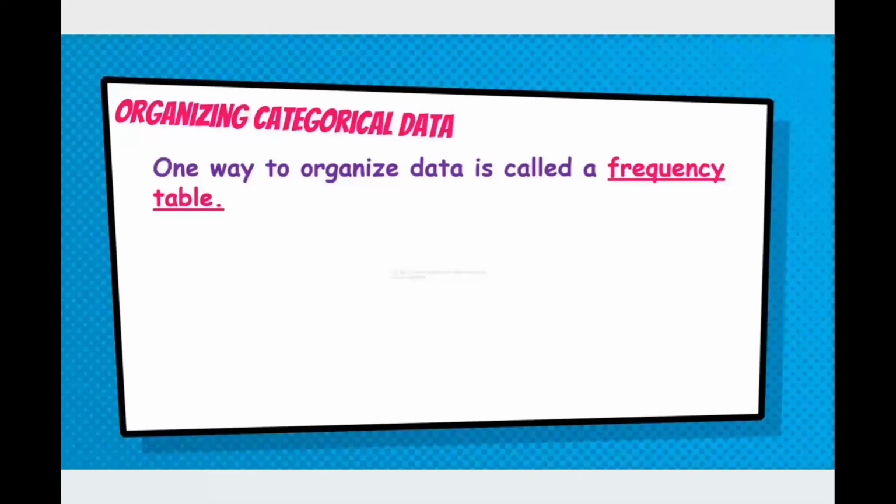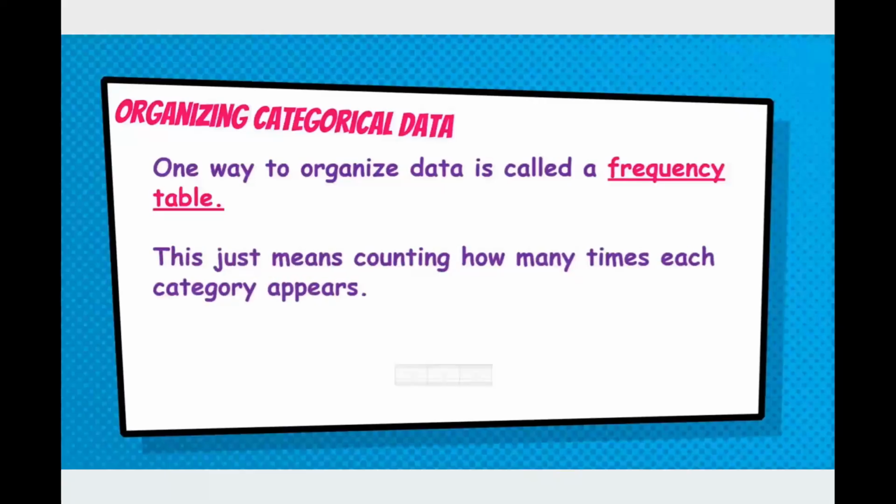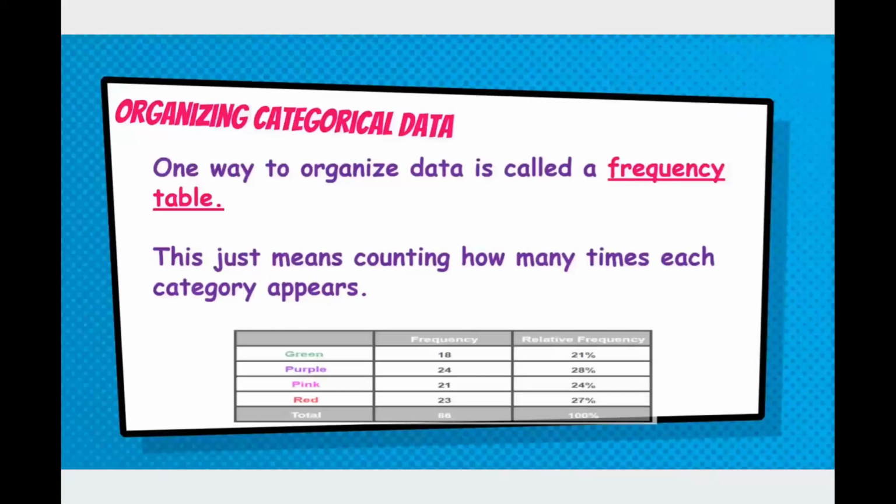One way to organize categorical data is by a frequency table. Frequency just means how many of that thing there are, so just counting up how many times it appears. If my colors were green, purple, pink, and red, I can go to my list and say how many of those people chose green, and I can say 18, and 24 chose purple, 21 pink, 23 chose red.